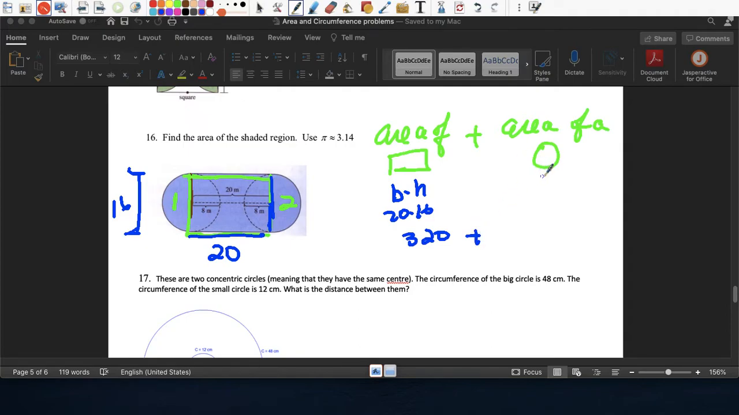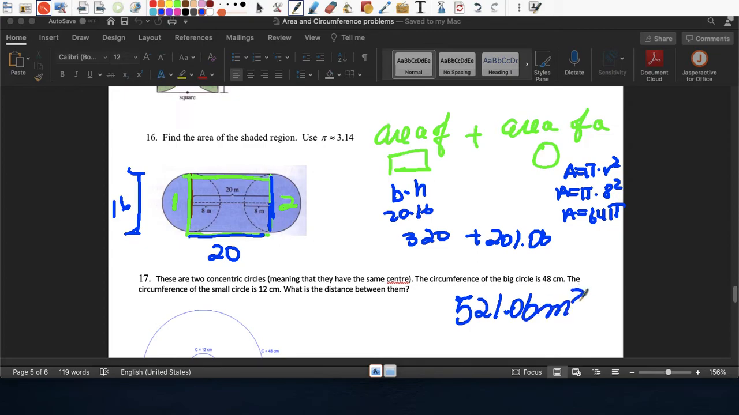The area of the circle, well, that's going to take a little bit more work. So area equals pi r squared. Area equals pi, and what's the radius? Radius is 8. 8 squared is 64, so 64 times pi, and that's going to be 201.06 meters squared. Let's just add that. The area of the rectangle plus the area of the circle is 521.06 meters squared.